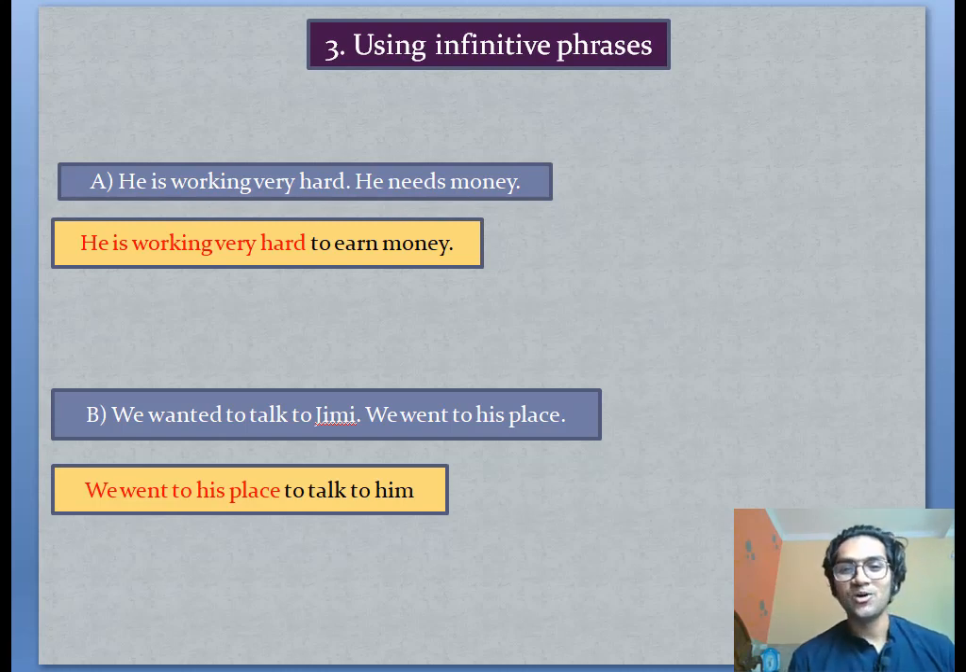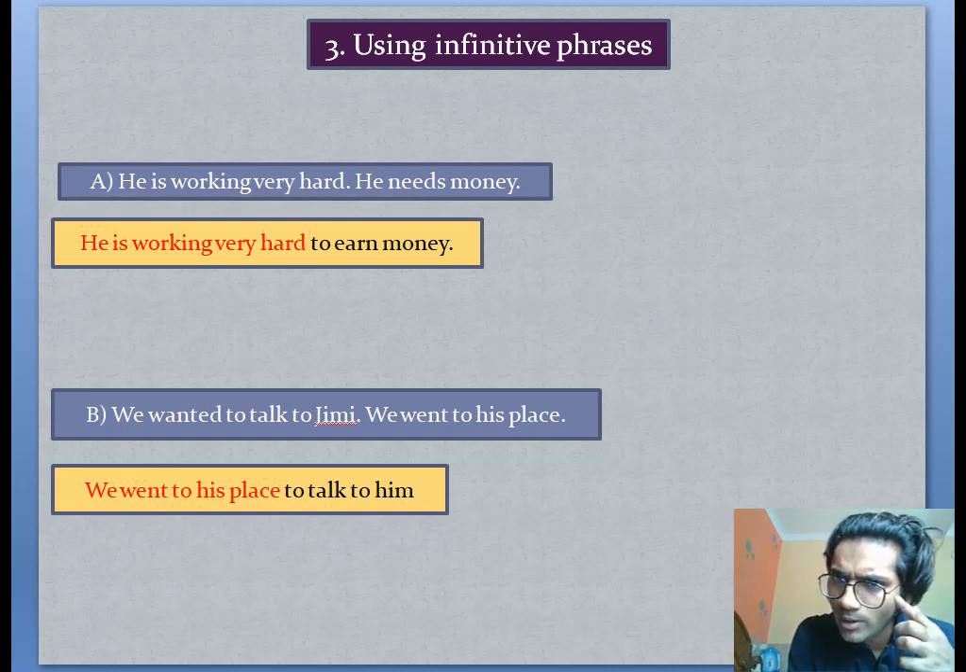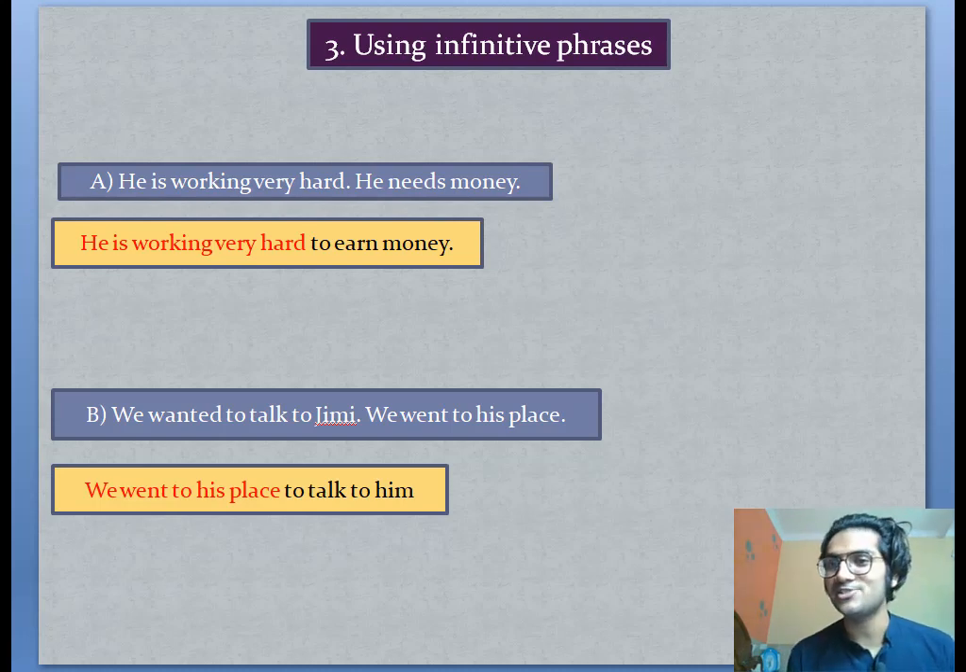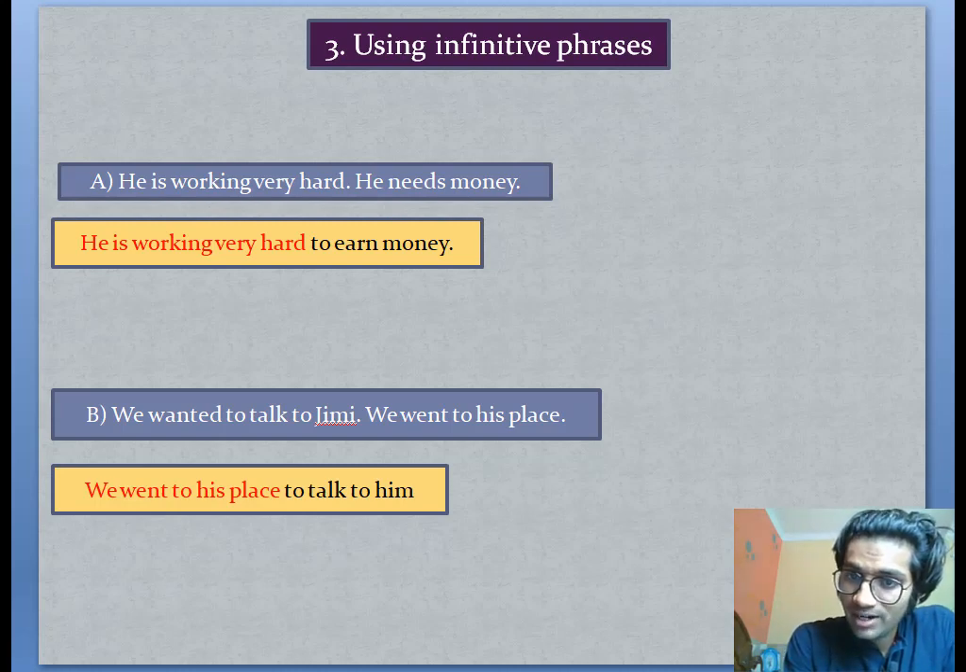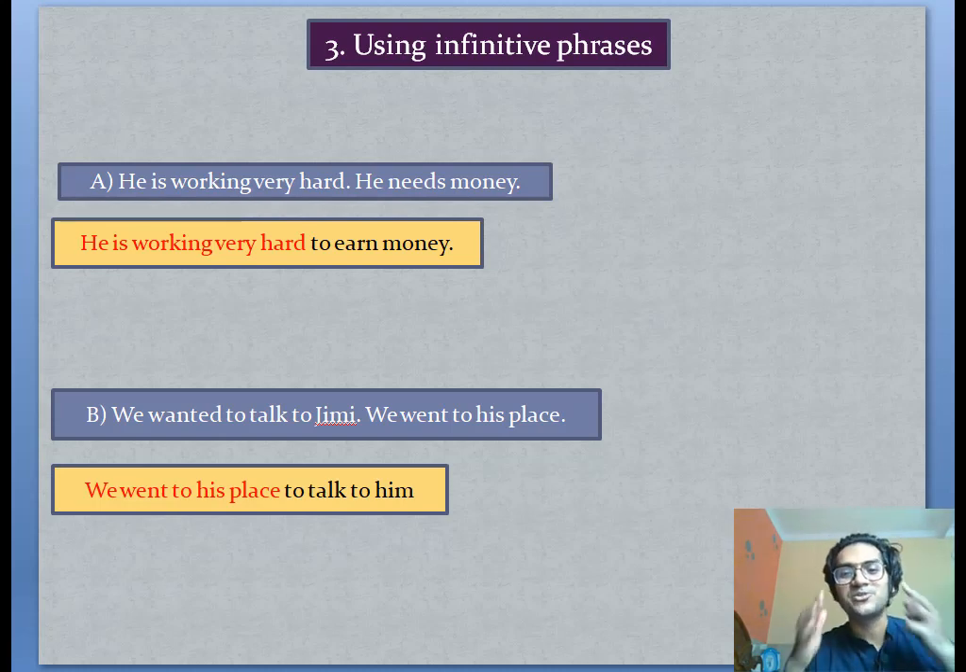Very simple. He's working very hard. Why is he working very hard? What is the reason? To earn money. That's the reason. He's working very hard to earn money. To earn money is the infinitive phrase. To earn is the infinitive. Money is the object of the infinitive. Simple. We wanted to talk to Jimmy. We went to his place. The reason we went to his place, to talk to him, to talk to Jimmy. So to talk to Jimmy is the infinitive phrase starting with the infinitive to talk.